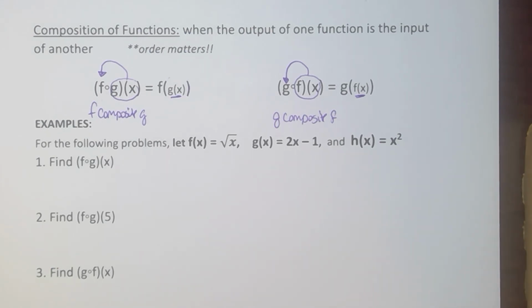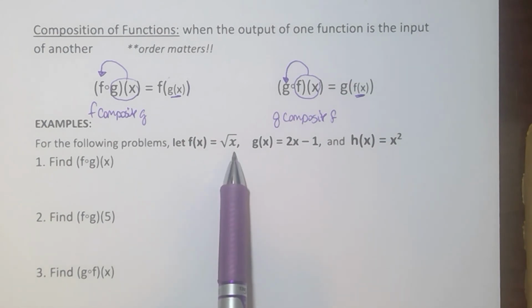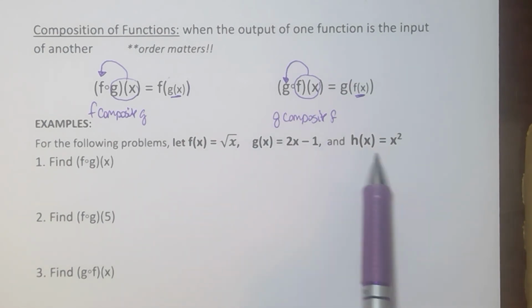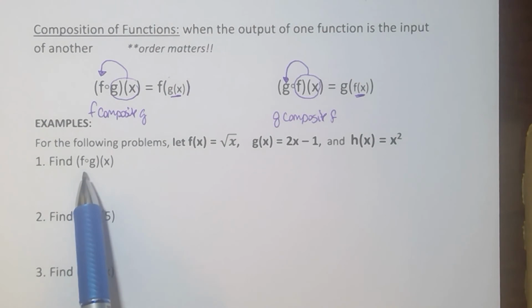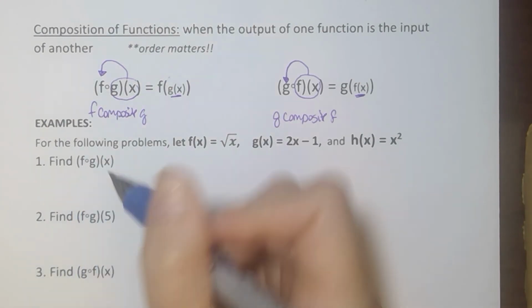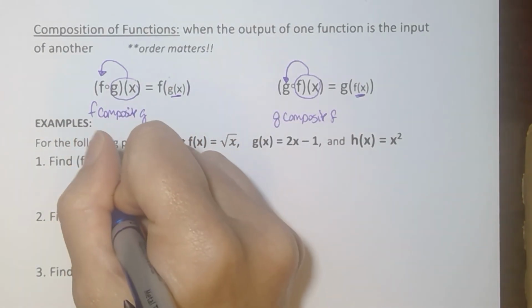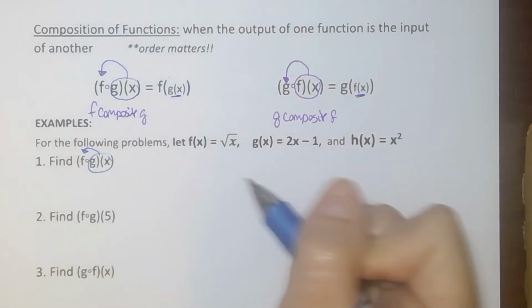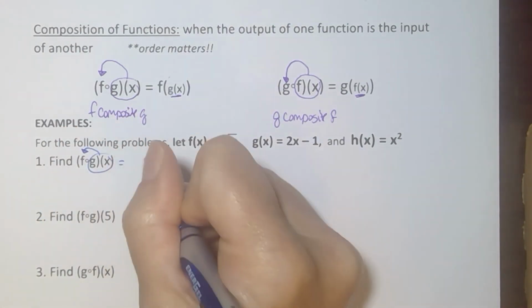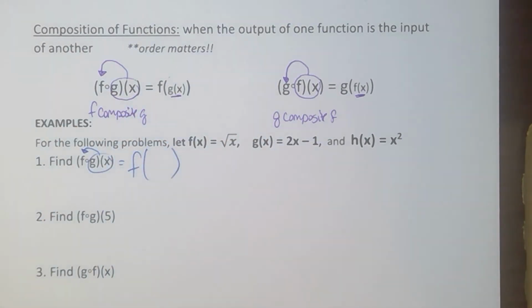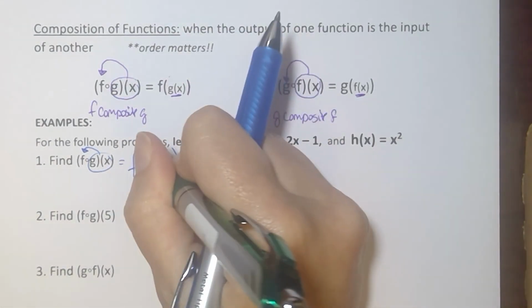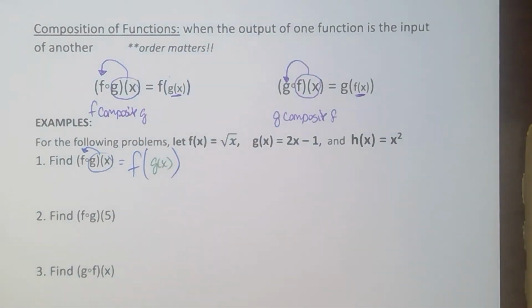Using the given functions, I'm giving you a new f of x, a new g of x, and a new h of x. We're going to do the composition. Make sure we do it in order. Number 1 says to find f composite g of x. So I am taking g of x and I'm plugging it into that f function. So again, that would look like taking f of x and I'm plugging in the function g of x.